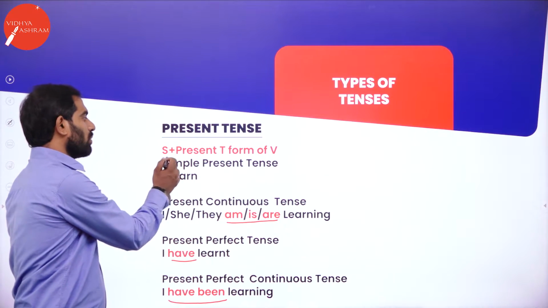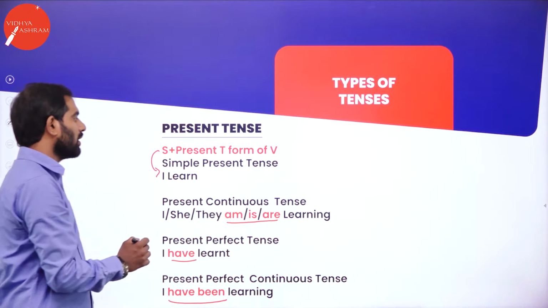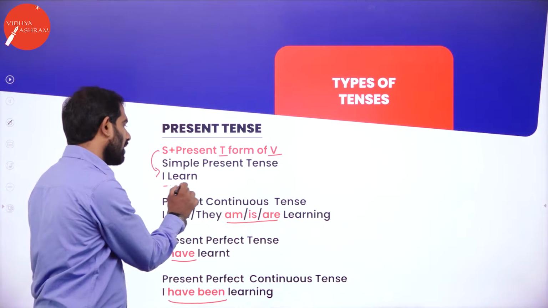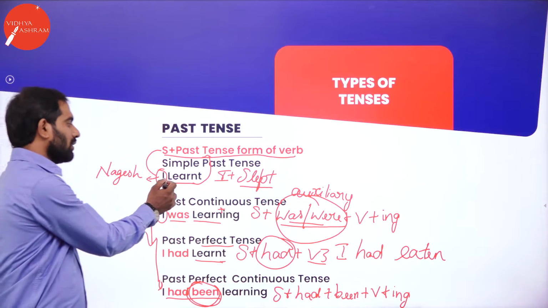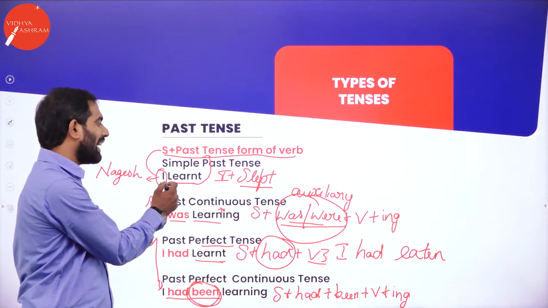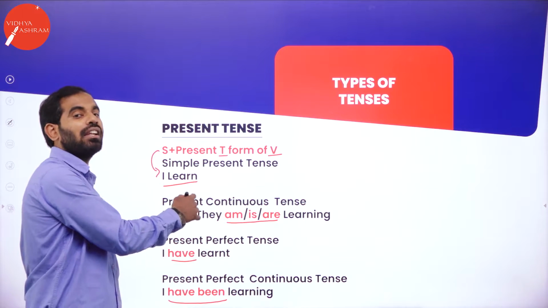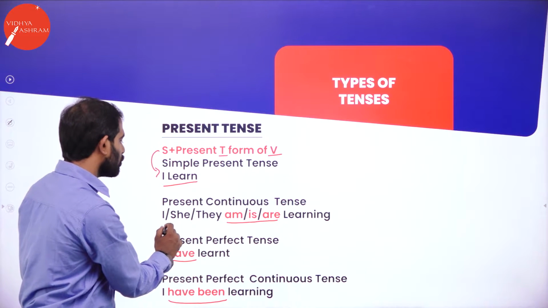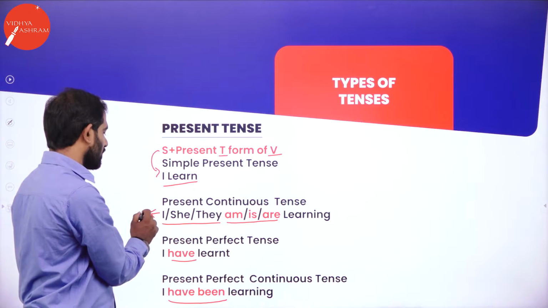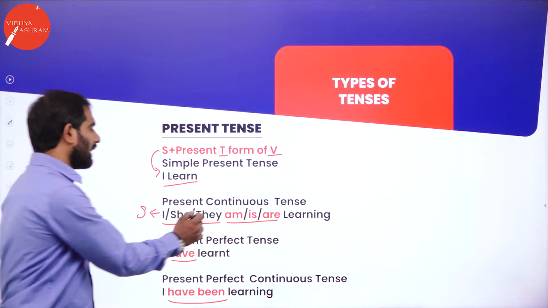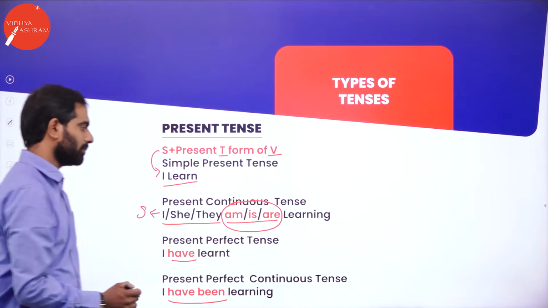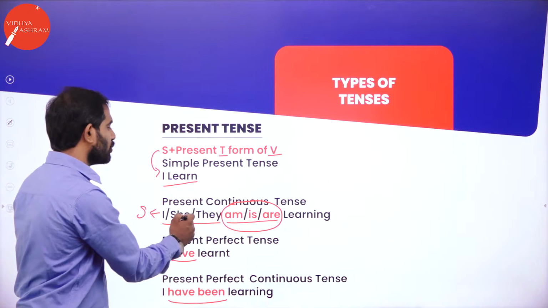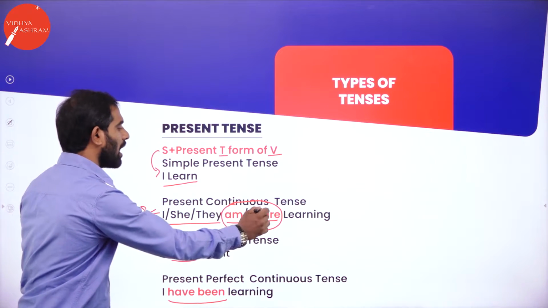Simple present tense, as I told you, is subject (S stands for subject) plus the present tense form of the verb: I learn. If you observe past tense, simple past tense, I learned becomes I learn in present tense. Now present continuous tense: I, she, they, these are subjects, and these are auxiliary verbs. While making sentences: I am learning, she is learning, they are learning.